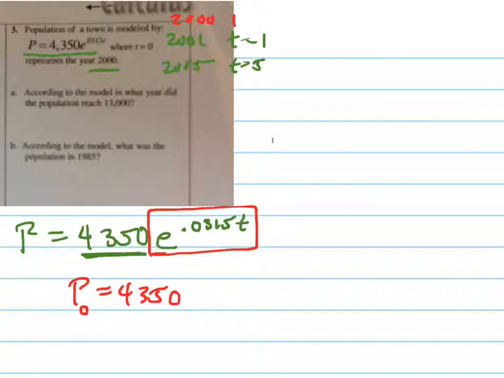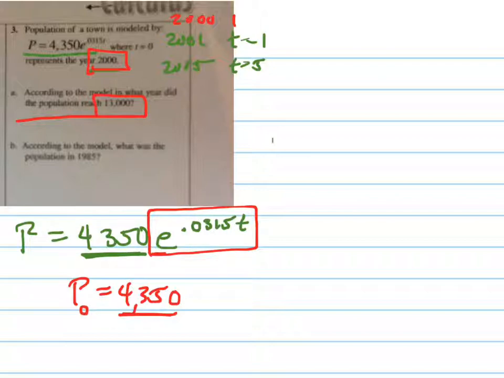Meaning, in the year 2000, this would be a question you might get on the ACT or something. What's the population in the year 2000? And that's not a trick question. It's just, do you understand what that equation represents? And the answer would be 4,350 people.